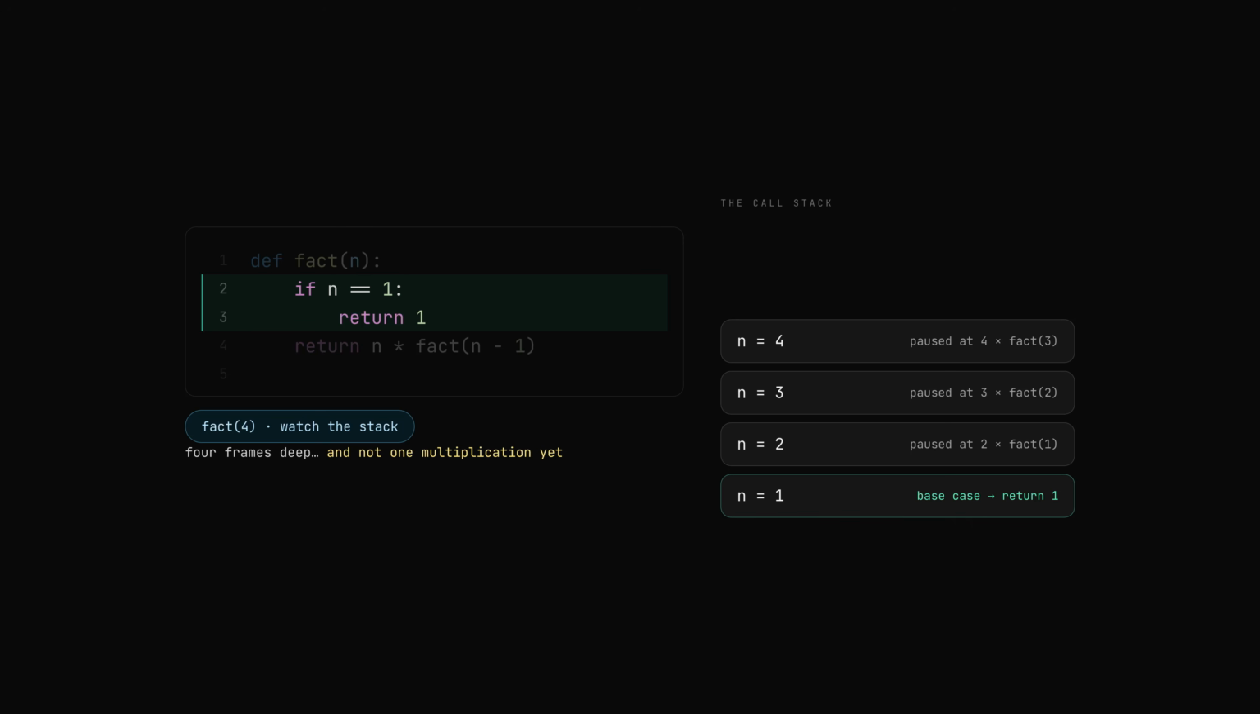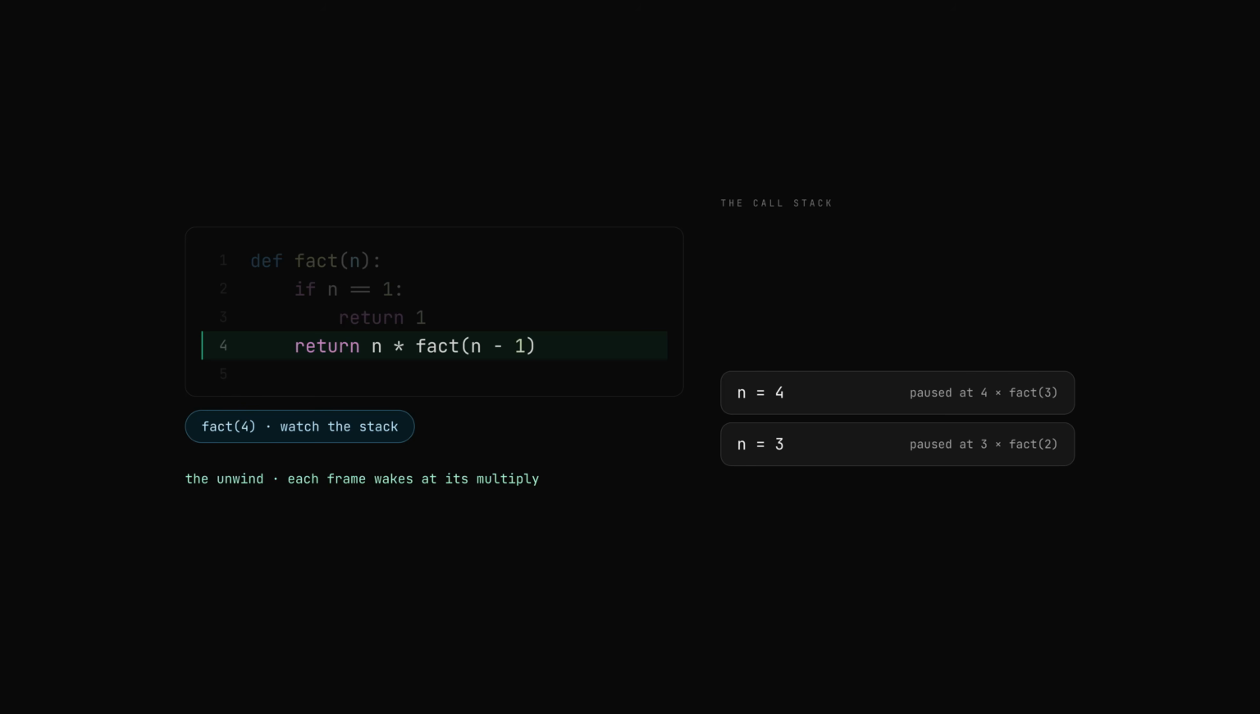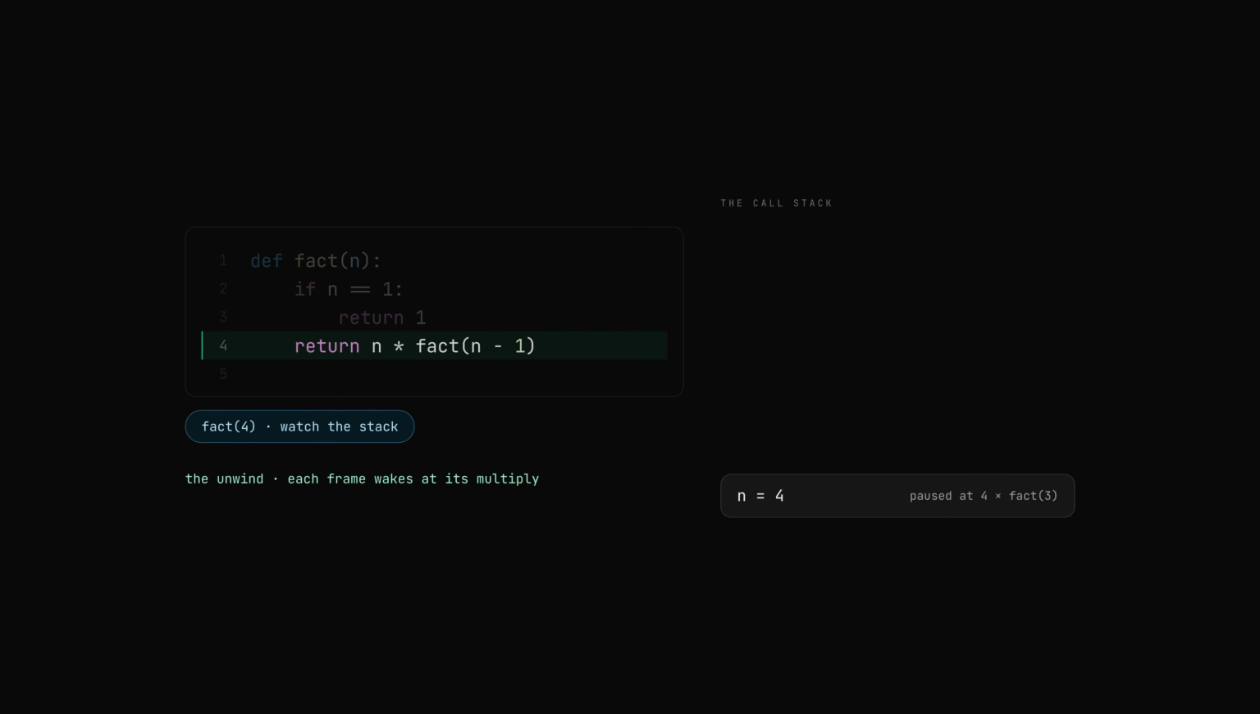Then n equals 1 hits the first line. Small enough to answer directly. Return 1. No new call. Pop. Now the unwind. The frame with n equals 2 wakes up exactly at its multiply. 2 times 1 returns 2. Pop. n equals 3 wakes. 3 times 2, 6. Pop. n equals 4. 4 times 6, 24. Pop, and the stack is empty.